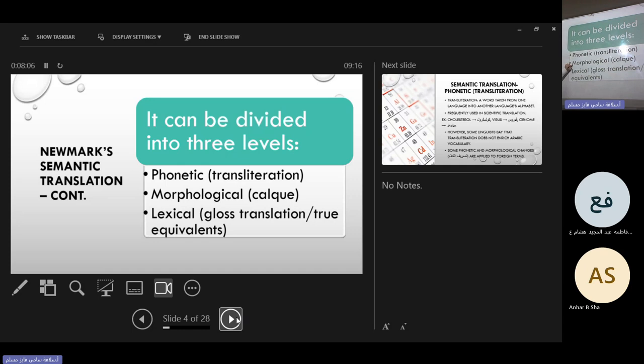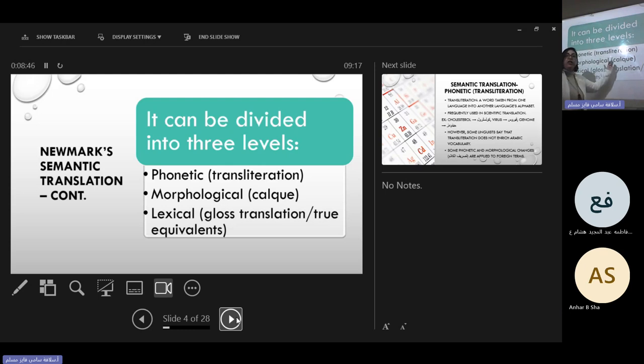Morphological. What does morphological mean? The form of the word, like inflection and such matters. Here we use the calque, or what we also call loan. Not transliteration, we use loan. And at the level of the lexis, which is the word, what we call gloss translation or true equivalence, which is the natural translation that we usually do.